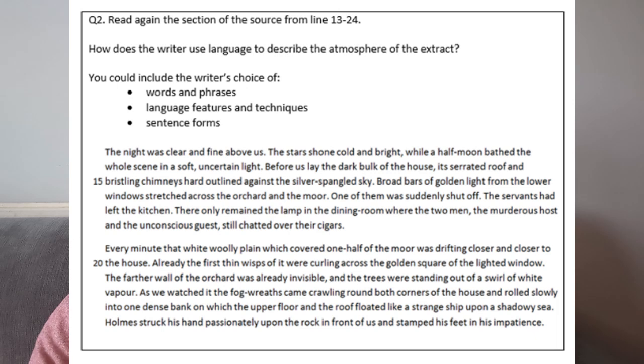How does a writer use language to describe, and they'll always start it a bit like that, and then they'll give you something specific. How does the writer use language here to describe the atmosphere of the extract? The atmosphere of the extract. You could include the writer's choice of words and phrases, language features and techniques, and sentence forms. And then we've got a small kind of extract underneath that they've picked out.